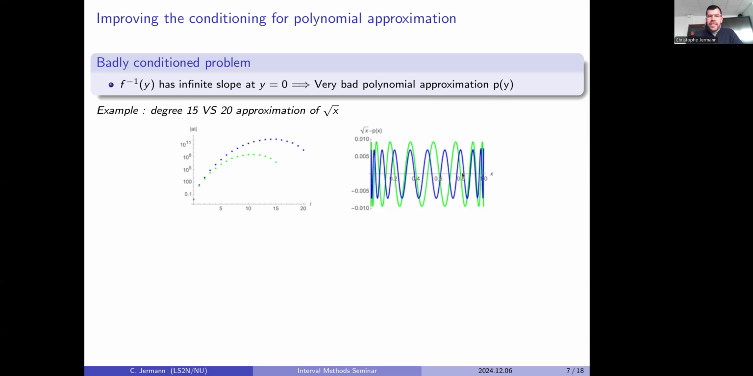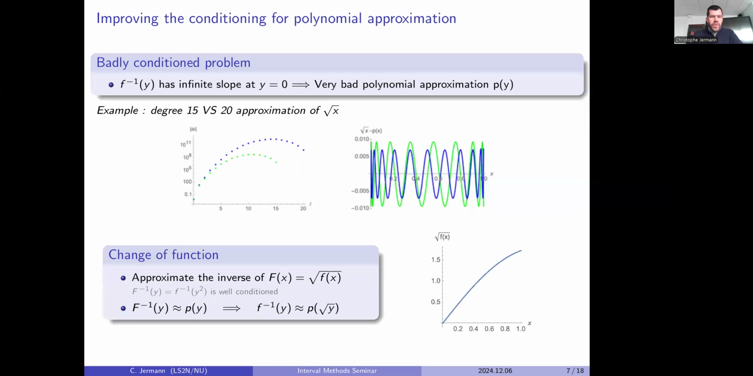Second, the error function, the difference between the inverse function square root of x and the polynomial approximation, is not much improved by going up to 5 more coefficients in the polynomial approximation. So this indicates the sensitivity of the problem due to this extremum.